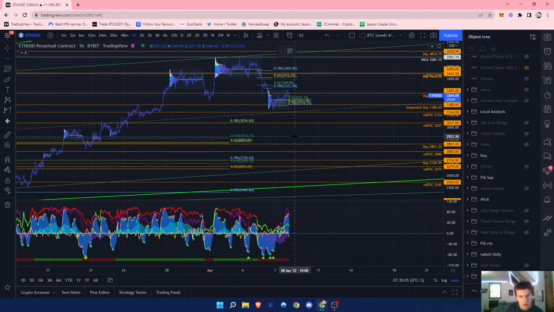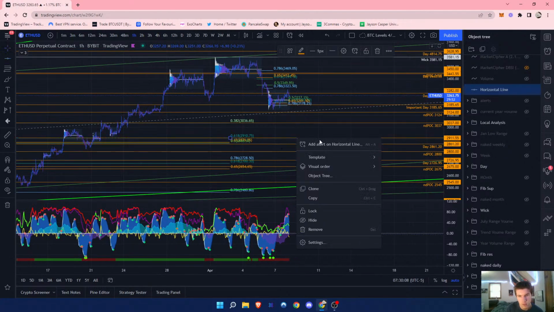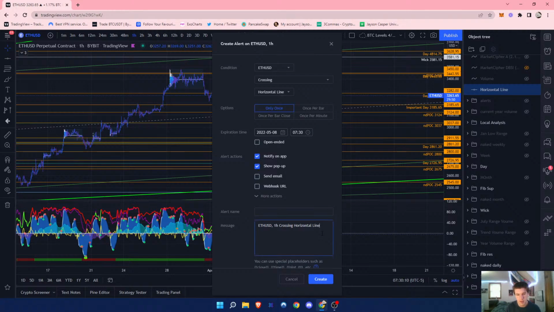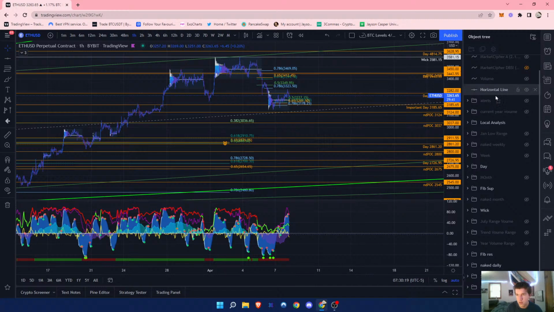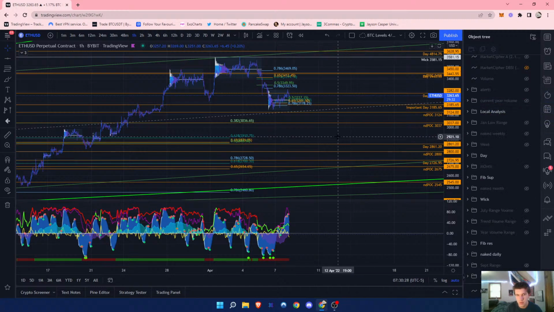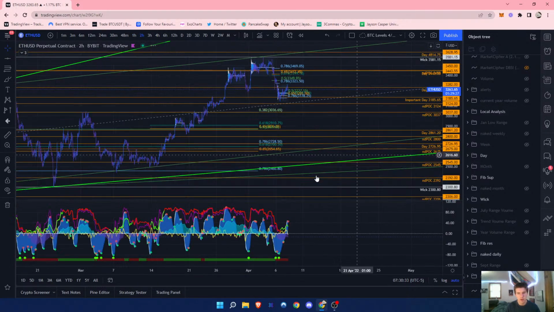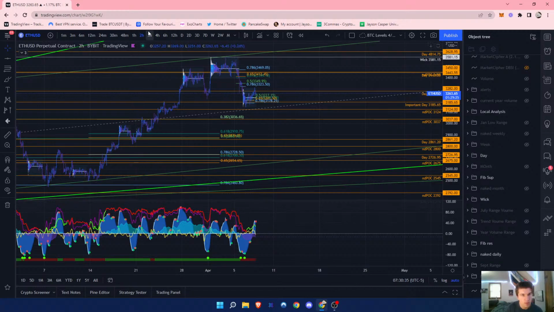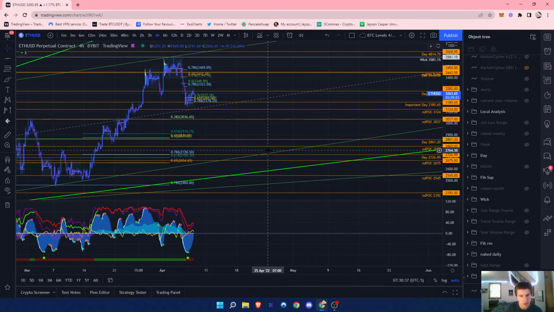Next, we have another support right here. So I'm going to add in a horizontal line. Again, this could be another 1 minute or 1 hour, based off the current conditions. And then we got one right here. This could be more of a swing based on the 2 hour, 4 hour even.